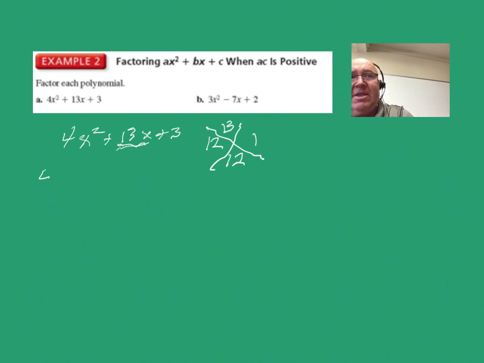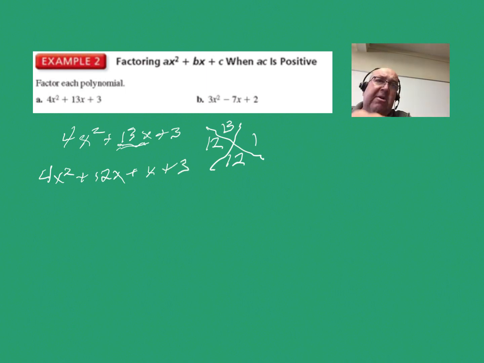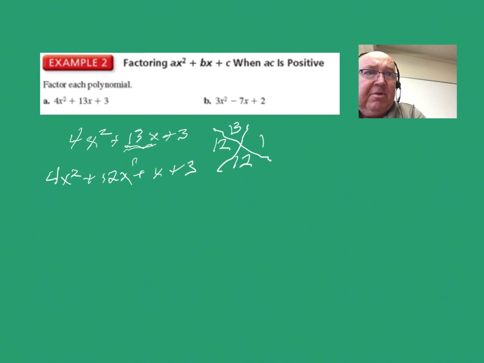So we're going to have 4x squared plus 12x plus 1x, if you want to put the 1, or I just put x, and x plus 3. So we write our first and our last terms down, and we split the middle term. Now we're going to do what is called grouping. We're going to factor by grouping.